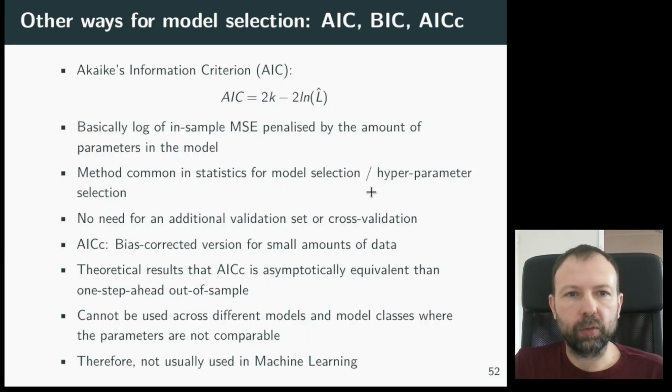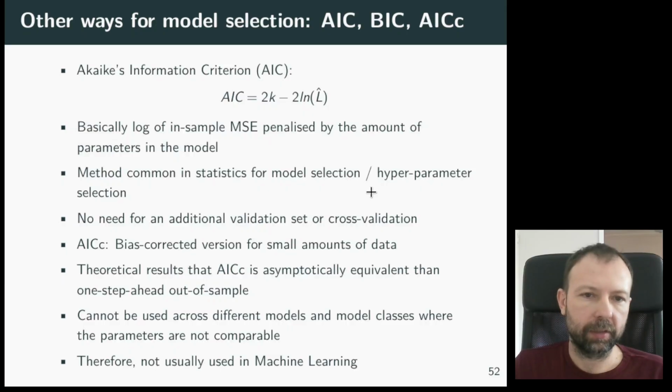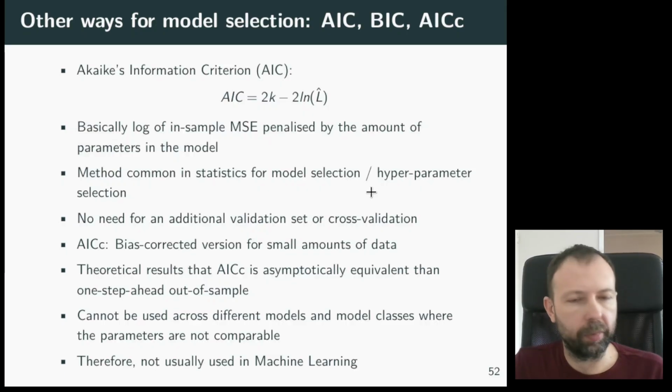A big drawback of the AIC is that it cannot be used across different models and model classes where the parameters are not comparable. And so therefore it's usually not used in machine learning, because there we have lots of parameters. The models are not really comparable, and looking at the fit is not very compatible with the machine learning way of doing things.